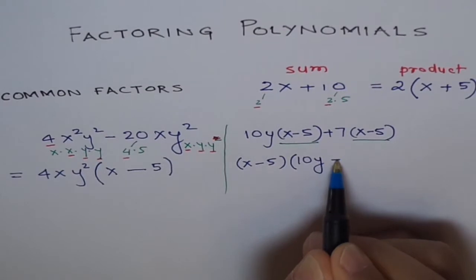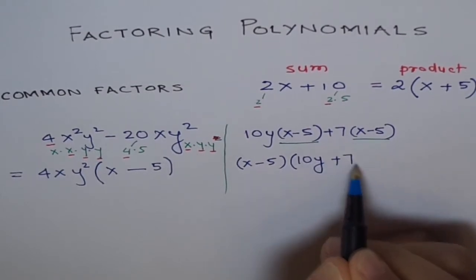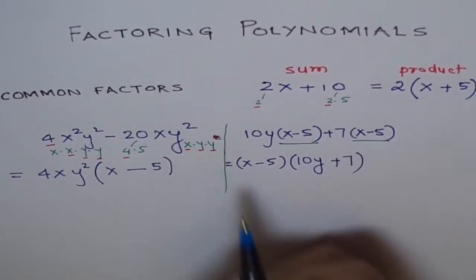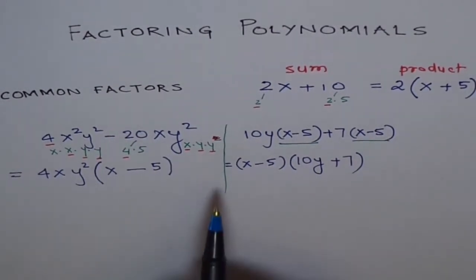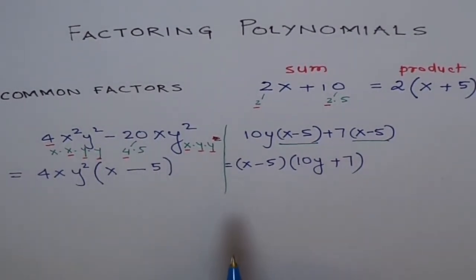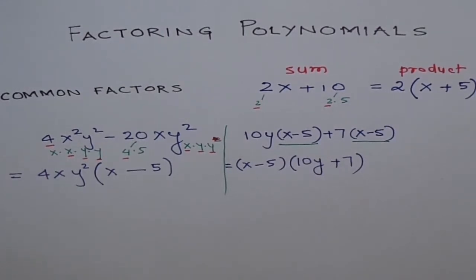10y plus 7, right, equal to. So, whenever you do this process of factoring, you should not forget to write equal to. It helps to understand that this is equal to the previous problem. Do you understand? Now I'll give you some problems which you can try on your own, okay?